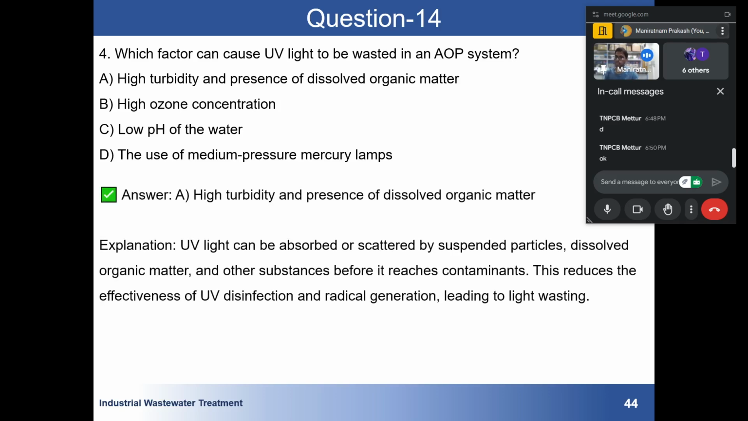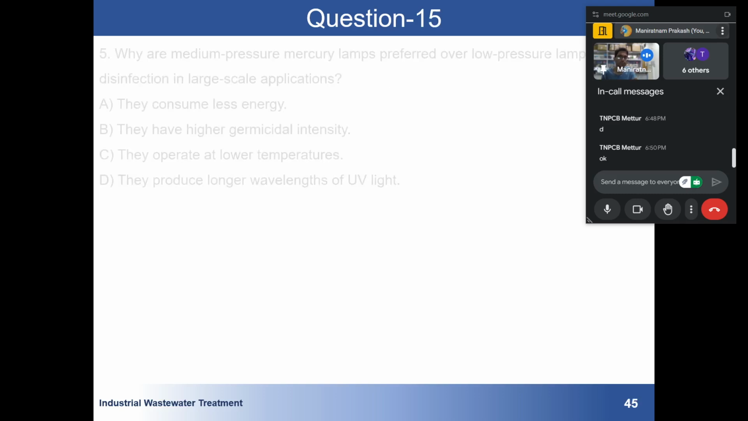The answer is C. High turbidity and presence of dissolved organic matter. UV light can be absorbed or scattered by suspended particles, dissolved organic matter, and other substances. Therefore, it is reduced before it reaches contaminants. This reduces the effectiveness of UV disinfection and radical generation, leading to light wastage. I hope this is clear to you. Due to the presence of organic matter or suspended particles, there will be loss.